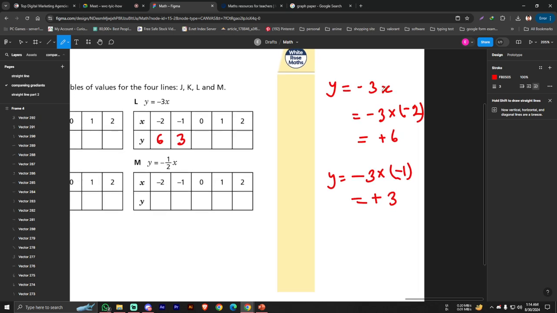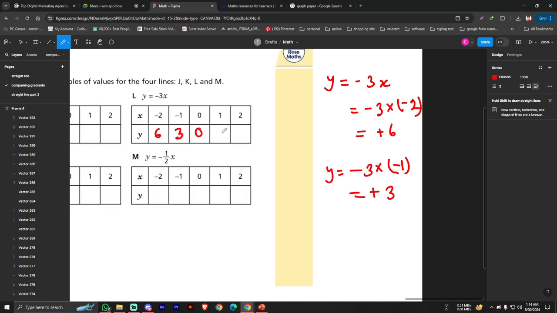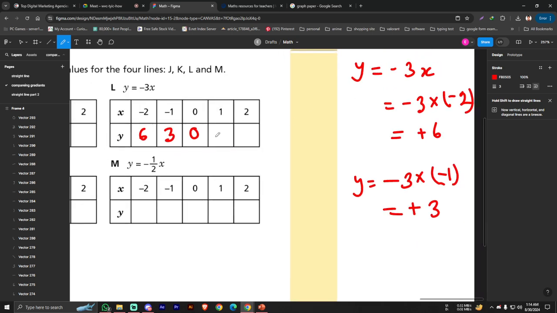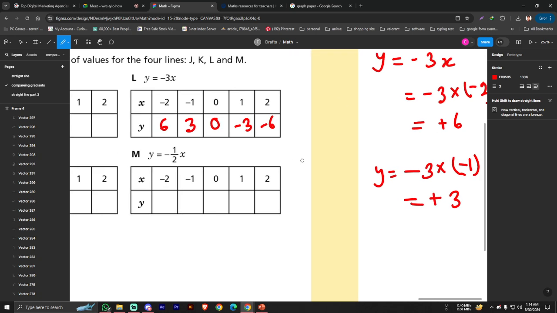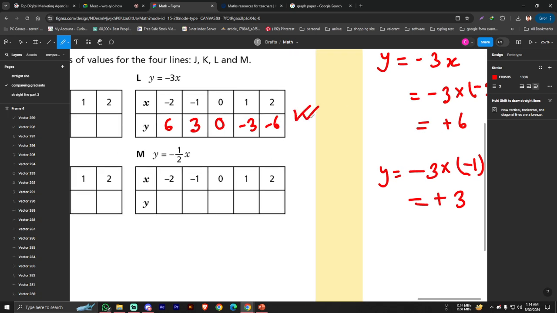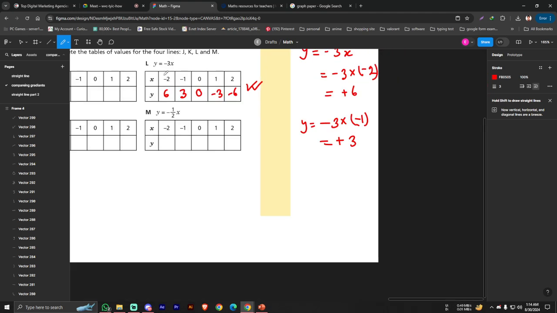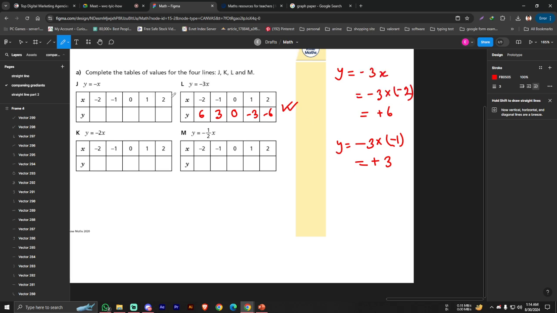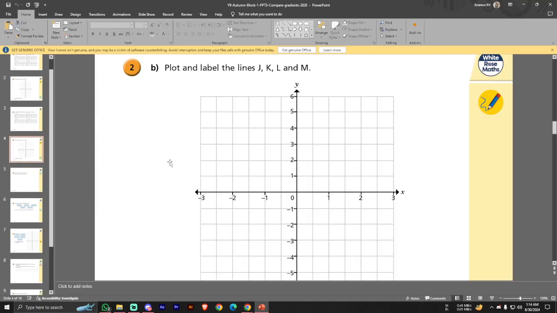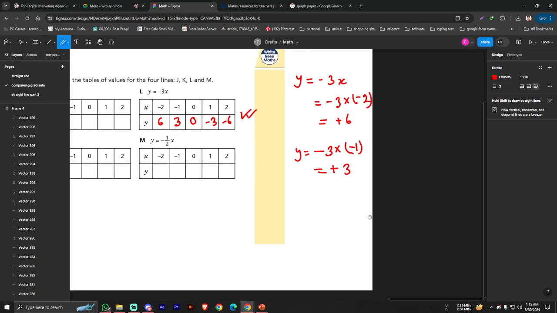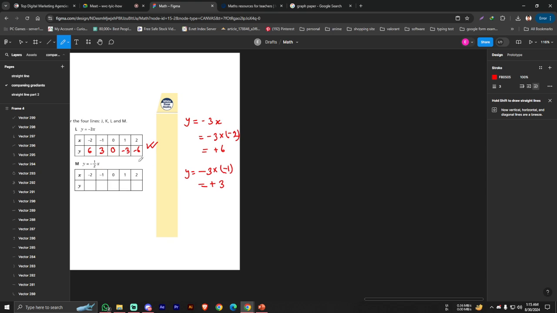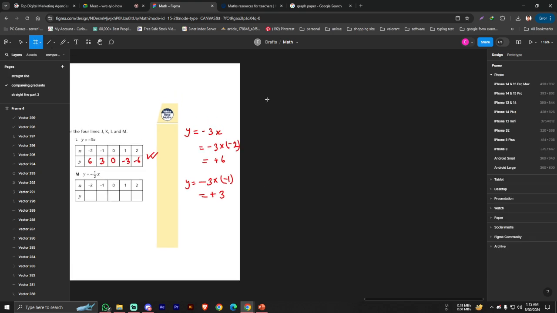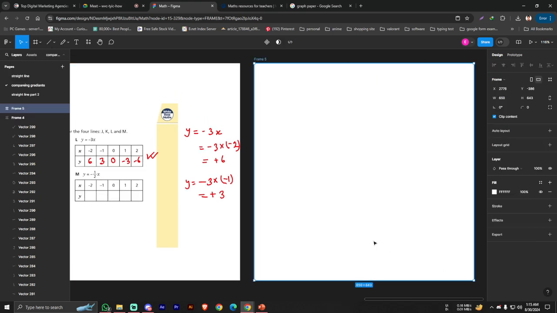If we put a 0 here, we'll also get 0. Nothing to calculate. If you put 1, that means -3. If you put 2, that means -6. So that's the table for our L, or y is equal to -3x. Now we are going to plot the graph on our paper. We take the graph paper and plot it. You understand the table, right? Do you have any question on the table? No, sir.